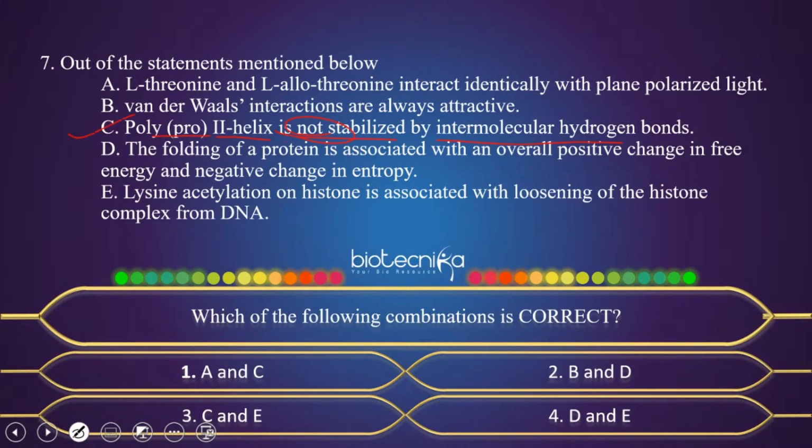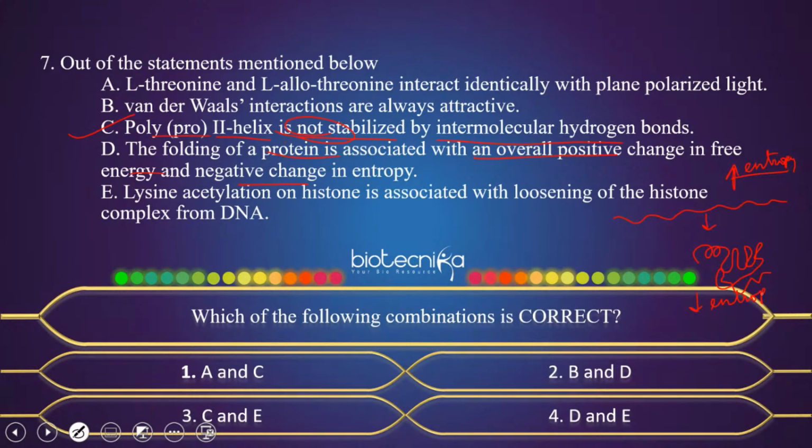That's right. The folding of a protein is associated with an overall positive change in free energy and negative change in entropy. A polypeptide chain has highest entropy. Entropy means degree of randomness. It is a very random structure, it is not ordered. But when the protein is folded, order is brought to this protein, and now the entropy decreases.